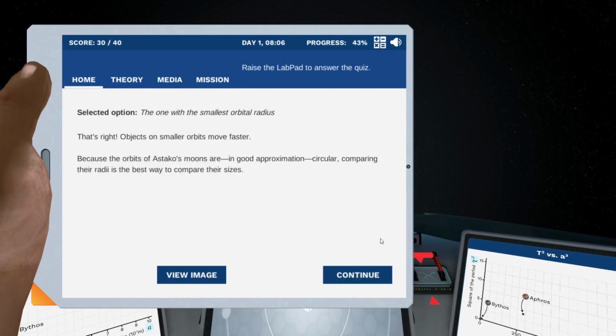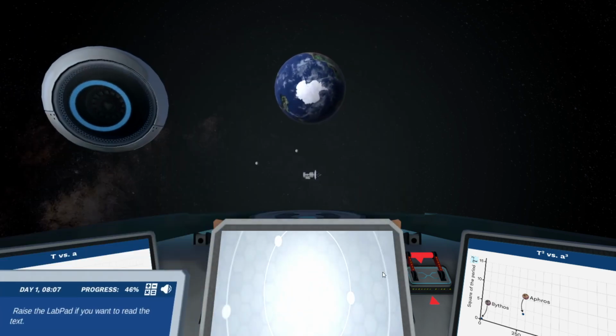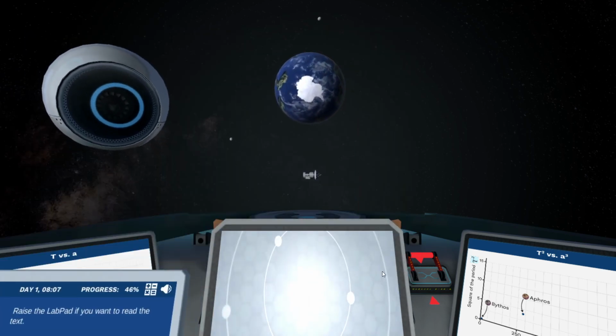That's right, objects on smaller orbits move faster. Because the orbits of Astrakos' moons are, in good approximation, circular, comparing their radii is the best way to compare their sizes. Satellites in smaller orbits seem faster, but by how much?